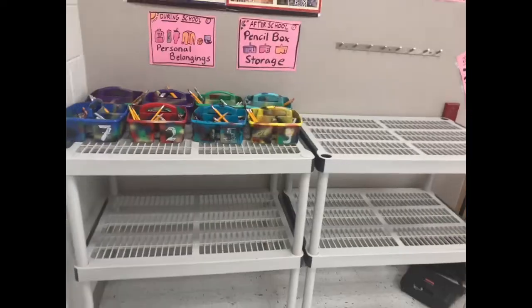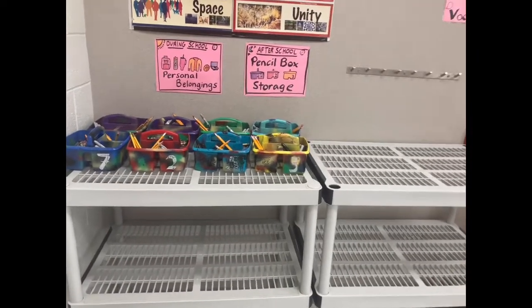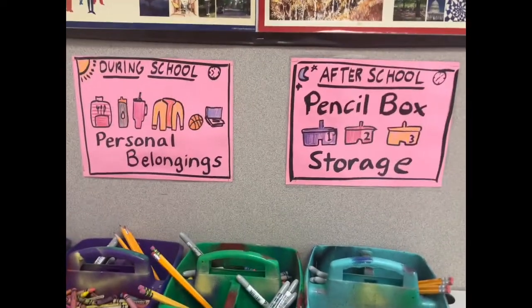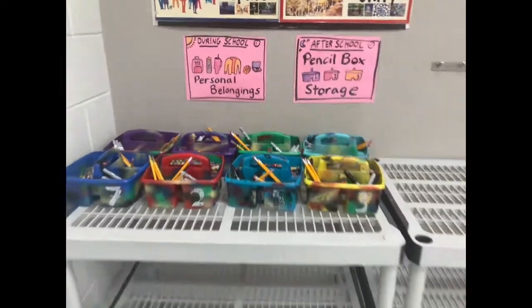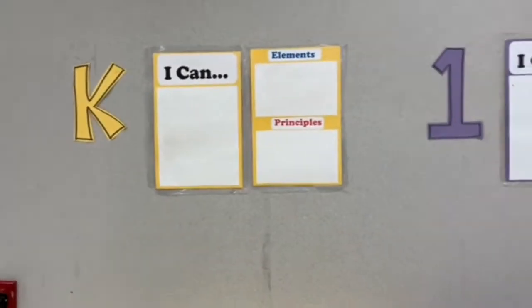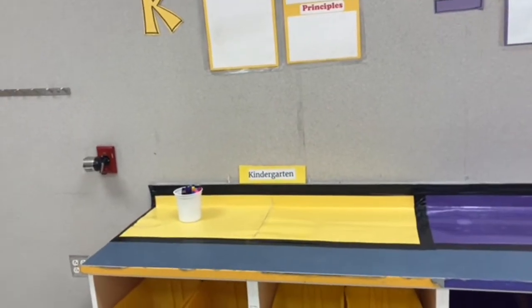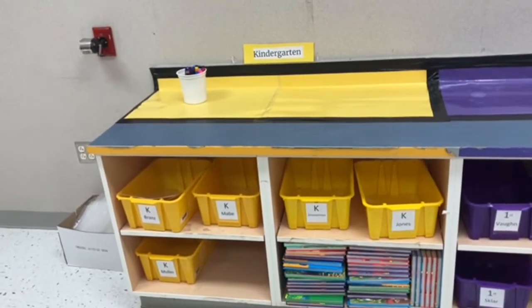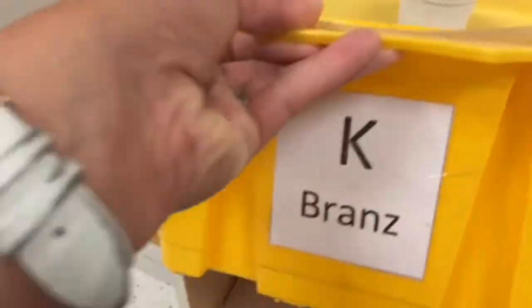As you walk in the room, there are two shelves here. You can see that the pencil boxes are there, but during school, anything like jackets, water bottles, personal belongings, lunch boxes will go here. Every grade level has their own area, and it's color-coded. So kindergarten is yellow, a yellow mat with kindergarten stuff, and below it are our table buckets that have our table folders of where we keep our artwork.